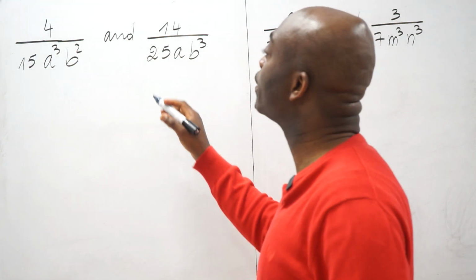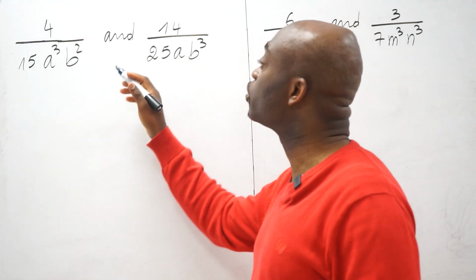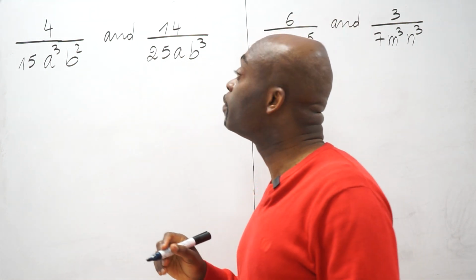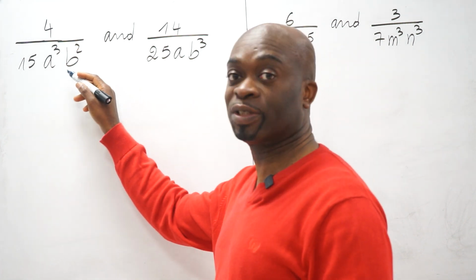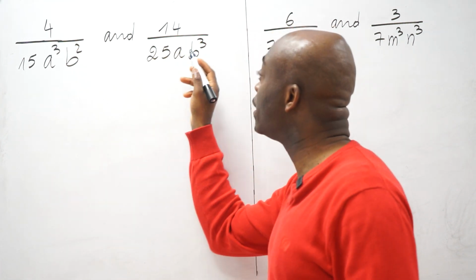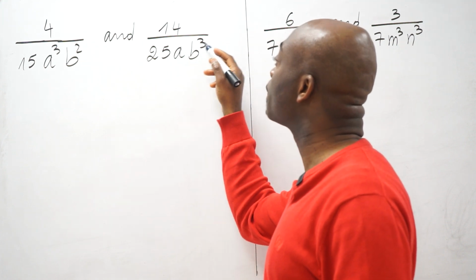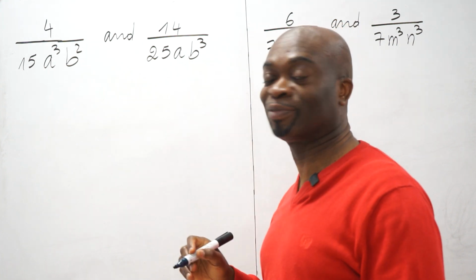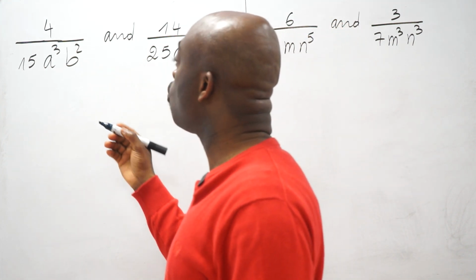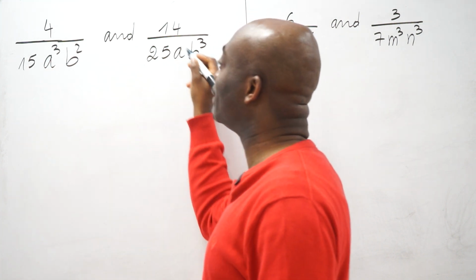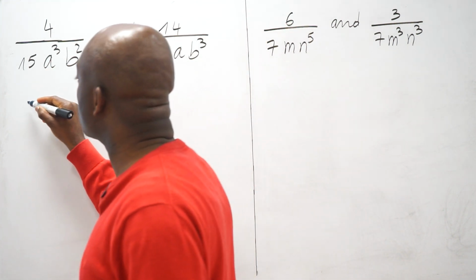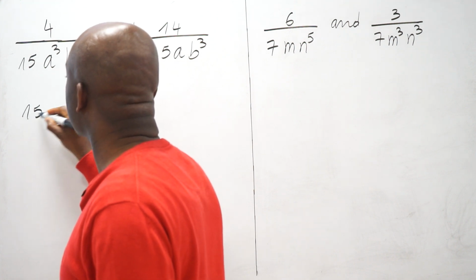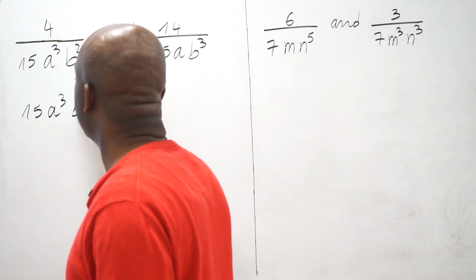Guys, we're trying to find the lowest common denominator for these two rational expressions. The first one is 4 over 15a^3b^2, and the second one is 14 over 25ab^3. We want to focus only on the denominators, the bottom expressions. So the first one is 15a^3b^2.